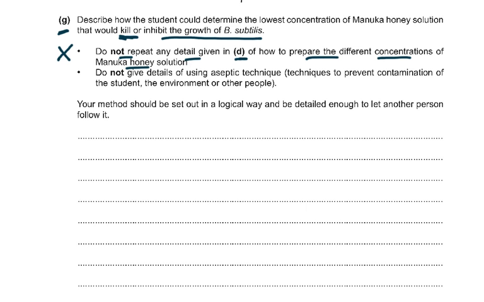So I do not like those students very much who do that, who do not read the question and make the same mistake. And then do not give details of using aseptic techniques to prevent contamination of the student, the environment, or other people. So you do not talk about these two things. Your method should be set out in a logical way and be detailed enough to let another person follow it.